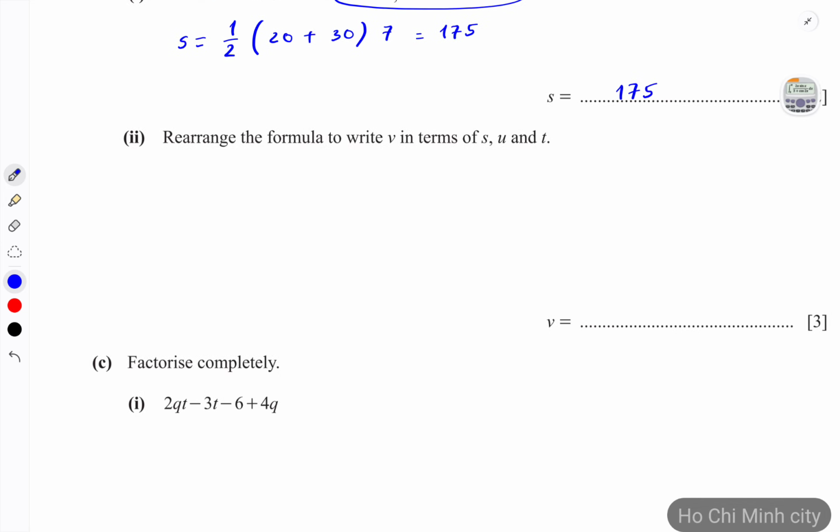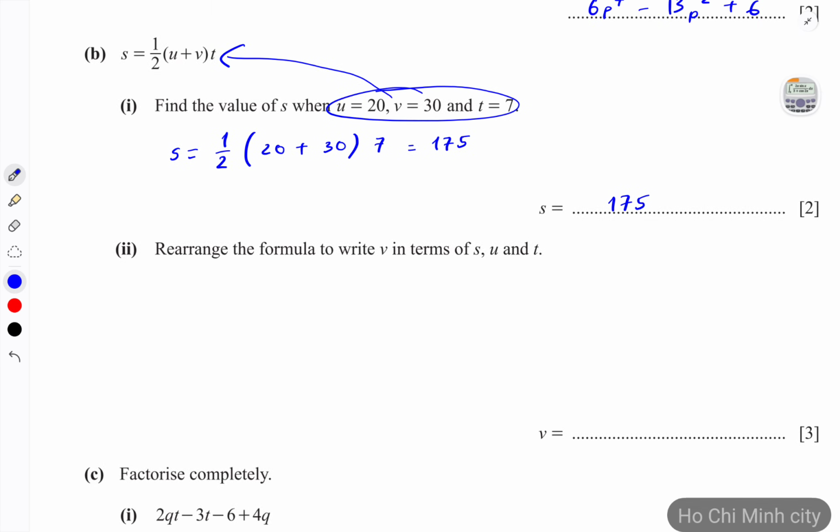Rearrange the formula to write v in terms of s, u, and t. All right. In order to write v in terms of s, u, and t, we first of all multiply by 2. Then we have 2s is (u plus v) multiplied by t. Then we divide by t on both sides of the formula. 2s divided by t is u plus v. So v is 2s over t minus u. 2s over t minus u.